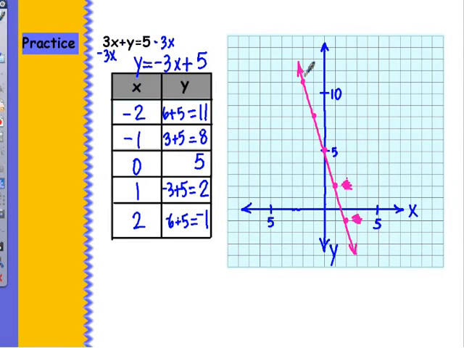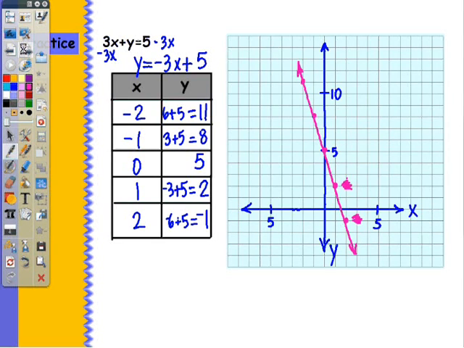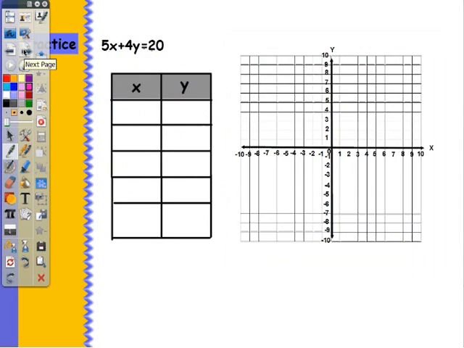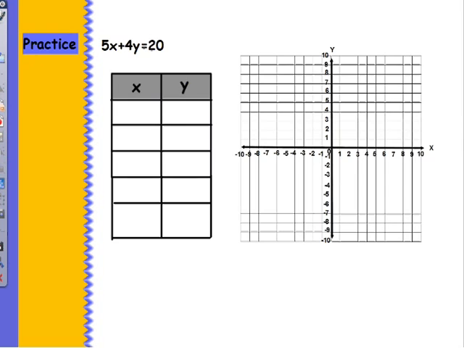Let's do another one. I think one more. One more and you'll have it. Go ahead and write this one down: 5x plus 4y equals 20. Pause it and construct your table and your graph, and then meet me back here at the problem.